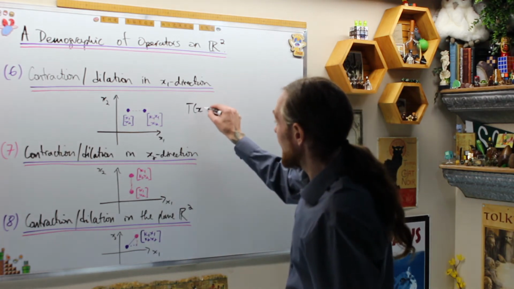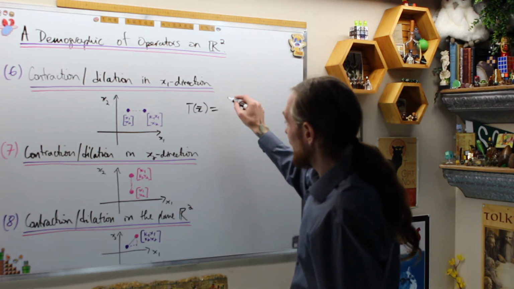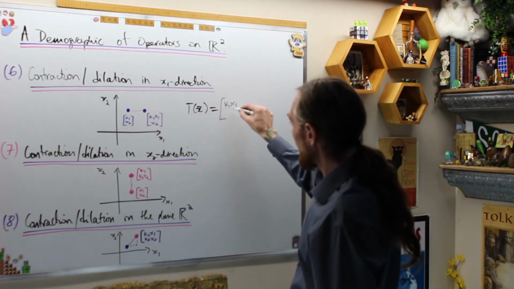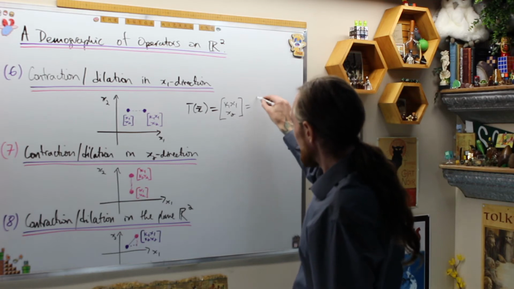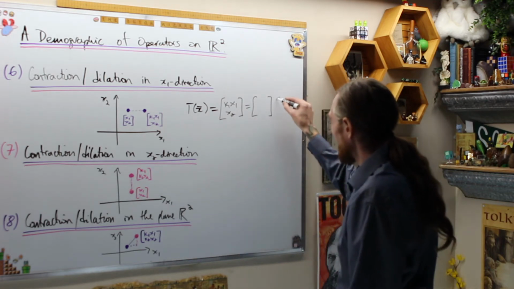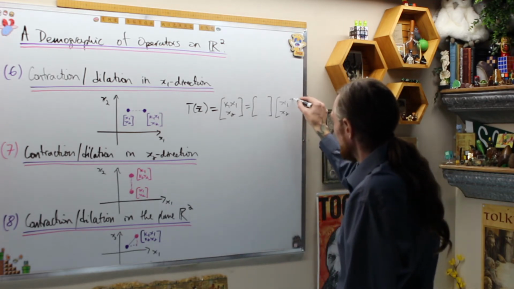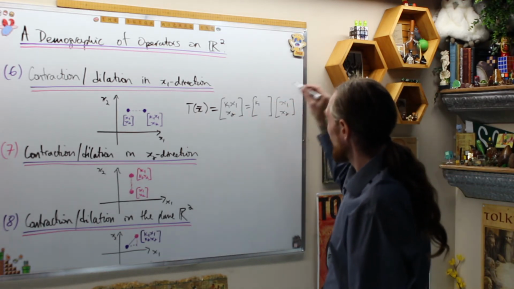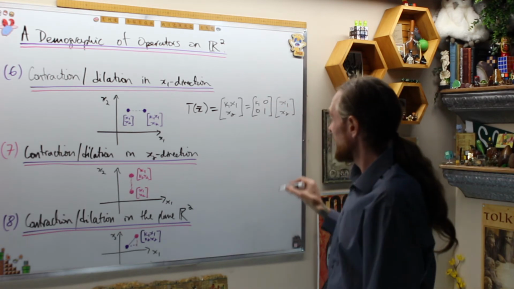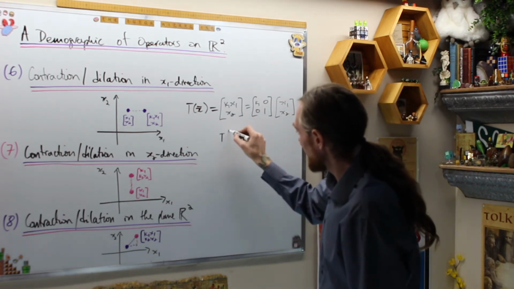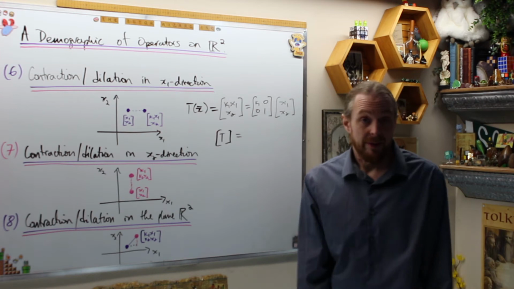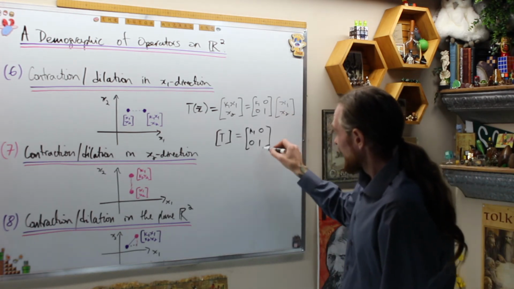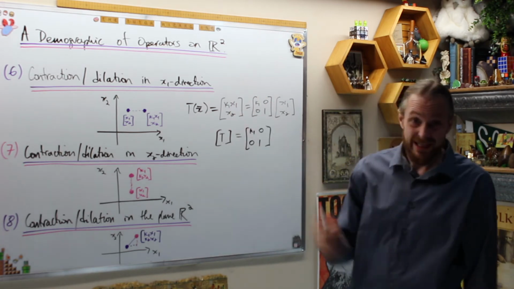So T of x is going to be equal to k1 x1, x2, which is equal to a 2 by 2 matrix times x1, x2. What is it going to give me? This time I want k1 times x1, 0, and then 0, 1. So my standard matrix in this case is k1, 0, 0, 1. You don't have to have the index; I just did this because we're in the x1 direction.